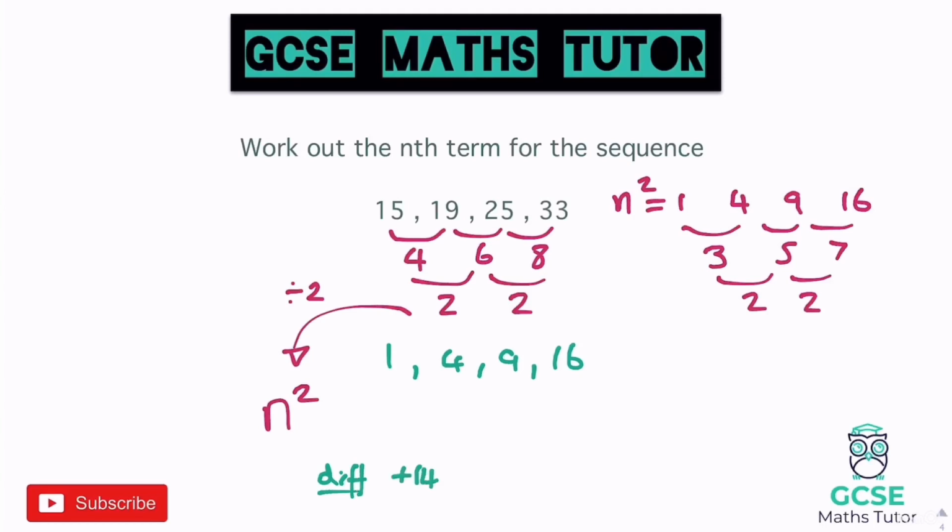To get from 4 to 19, that's plus 15. And to get from 9 up to 25, that's plus 16. And this just carries on. Look, from 16 to 33 is plus 17. So not very nice. Look, if we had a constant difference, if they are all plus 14, then you'd just put n squared plus 14. But unfortunately they're not, so we can't do that. They're not all just plus 14.